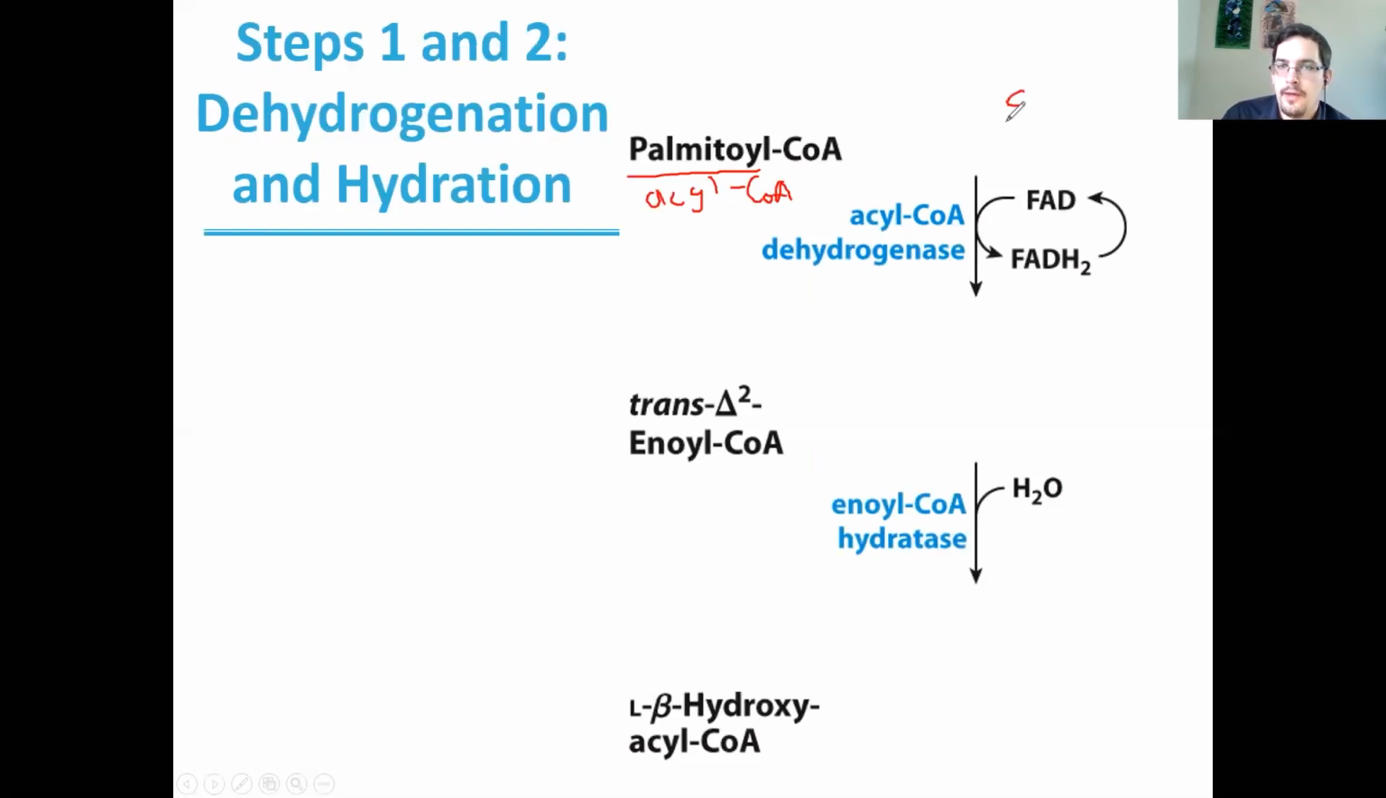So at the end, we of course have our thioester attached to our coenzyme A. And beyond the thioester, we just have carbons stretching back. So we've got our long carbon chain.